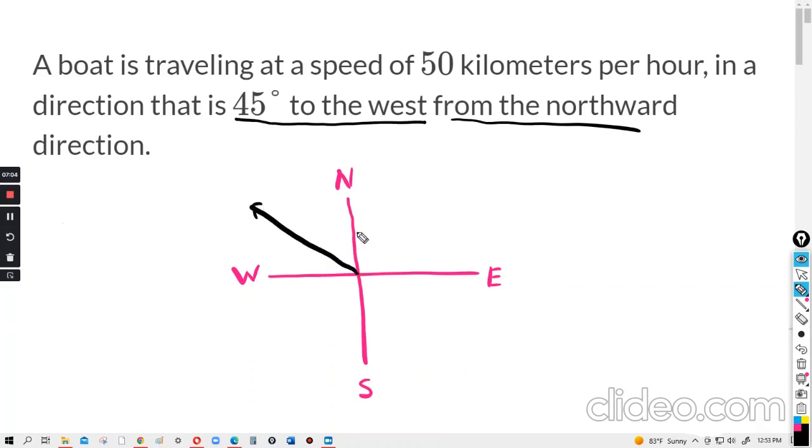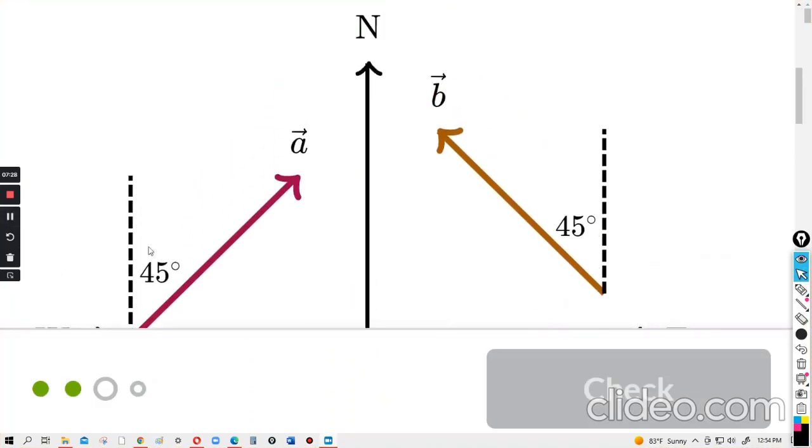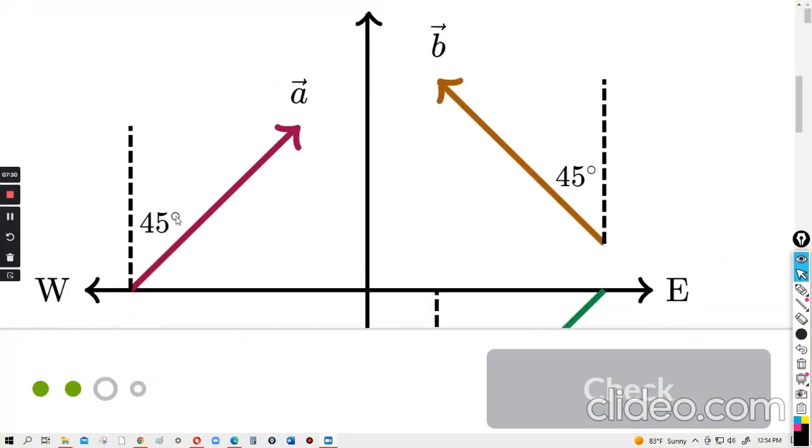If you started from the north and went 45 degrees to the west, this is the direction of the vector. Now like we said before, it doesn't have to start at the origin. It might be down here like so, but this is the general direction of it. So let's see our choices. We can see choice A is headed to the east. That's no good. Choice B, this is the north. It's 45 degrees to the west. So B is good.